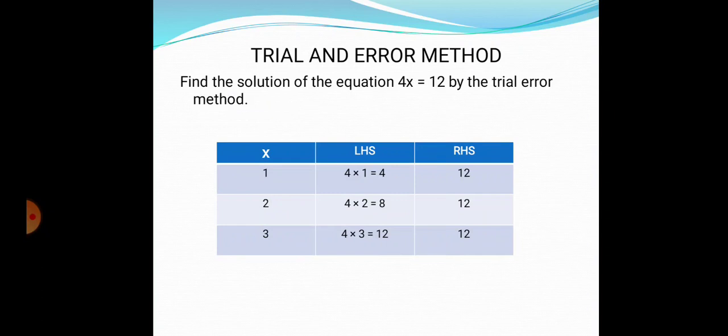So let us draw a tabular column. x, LHS, RHS. First let us assume that the value of x is 1. So 4 into 1 is 4.